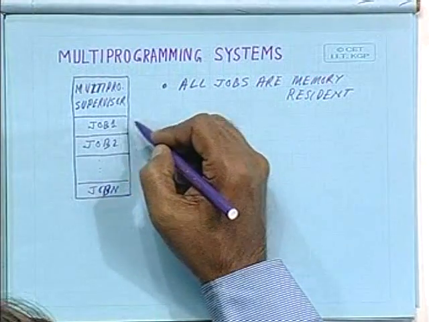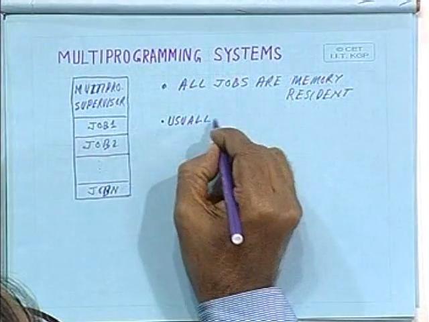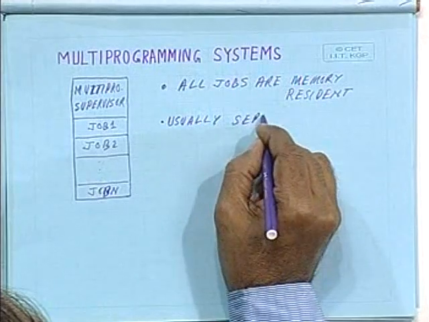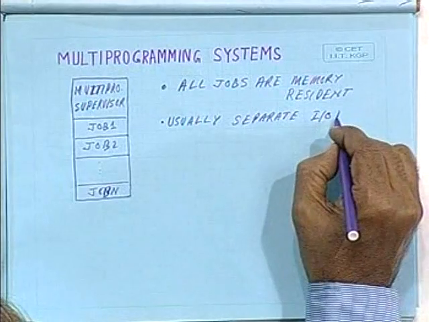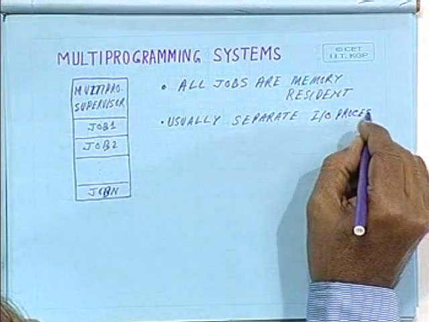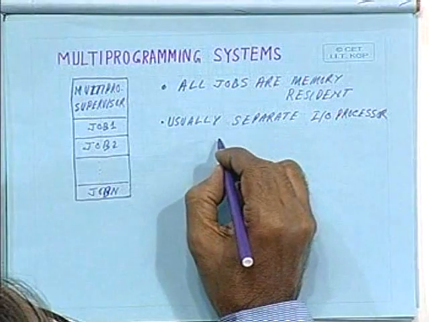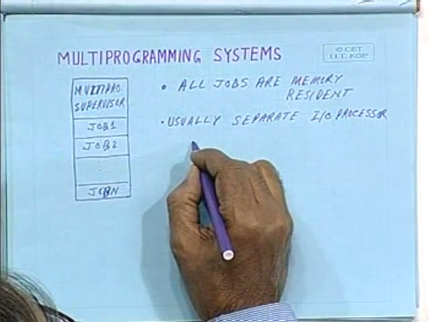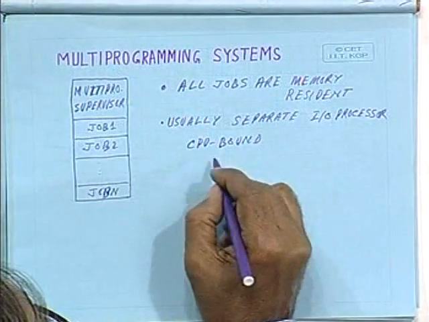The second thing is, in this particular case, usually separate IO processors are also used. What is the advantage of having a separate IO processor? You have the CPU and you have a separate IO processor. Now, what is done, jobs are classified into two types. One is CPU bound, another is IO bound.